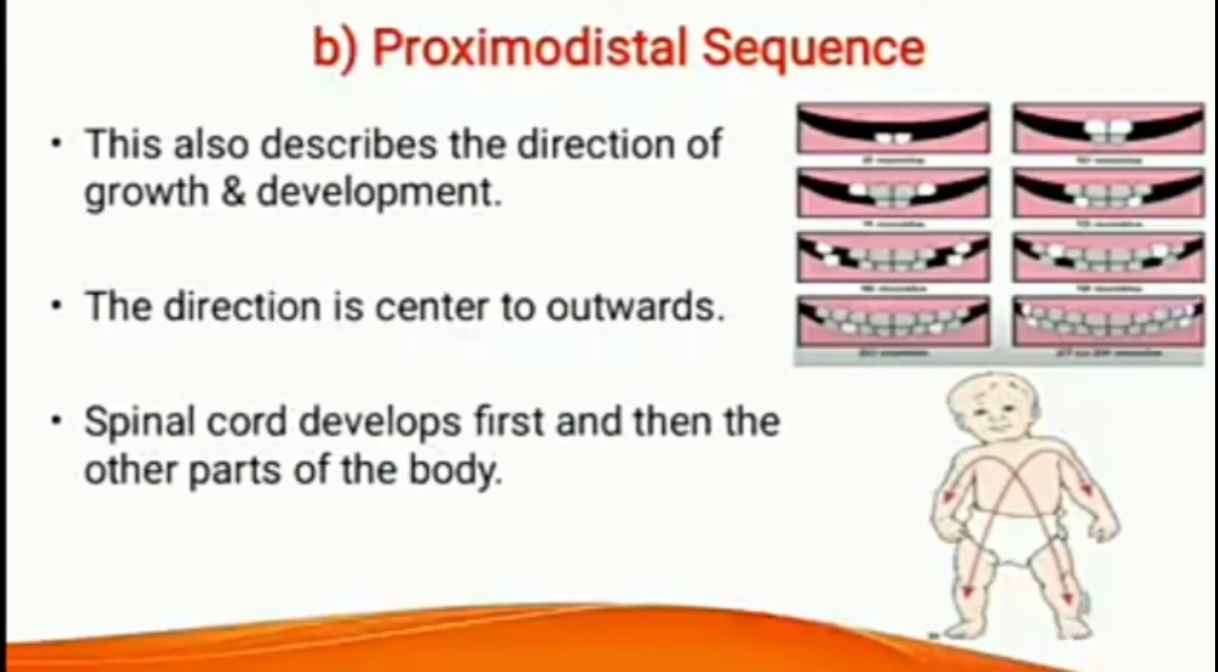Next, proximodistal sequence. This also describes the direction of growth and development. The direction is center to outwards. The spinal cord develops first and then the other parts of the body.